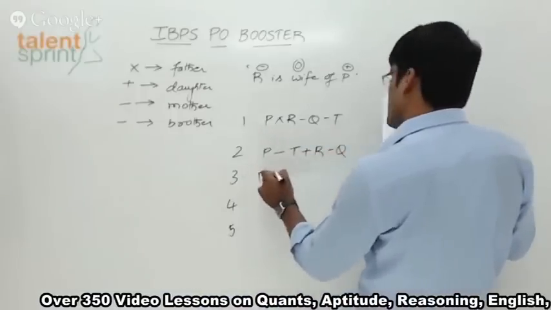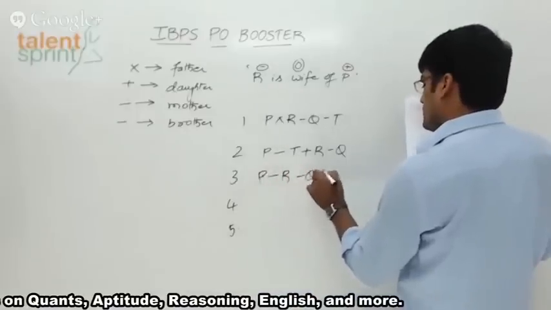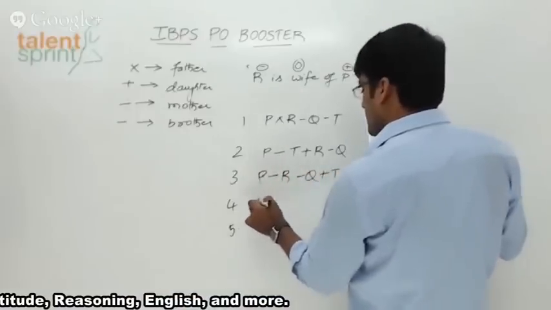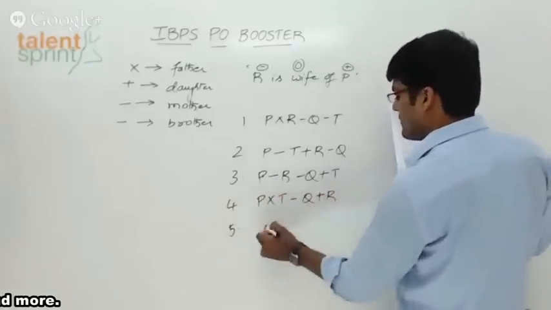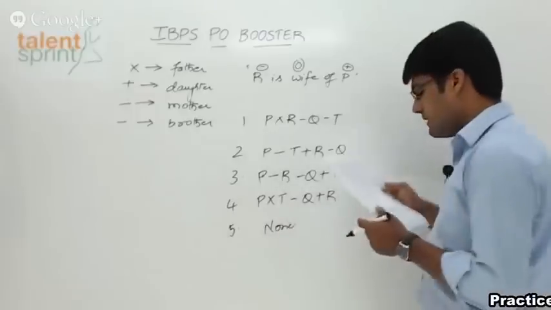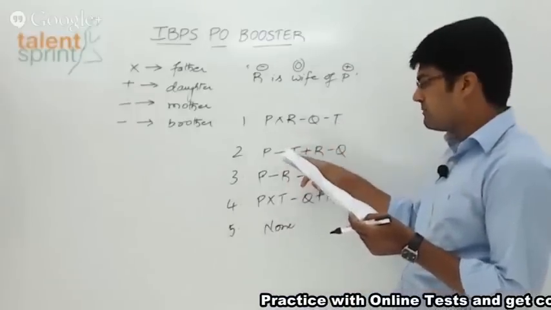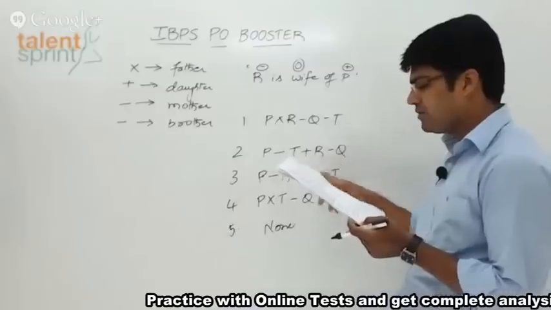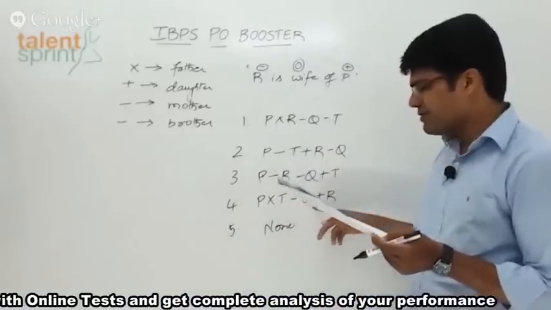Third option, P division R minus Q plus P. Fourth option, P into T minus Q plus R. Fifth option, none. All right: P into R minus Q minus T, P division R, P division T plus R minus Q, P division R minus Q plus T, P into T minus Q plus R.